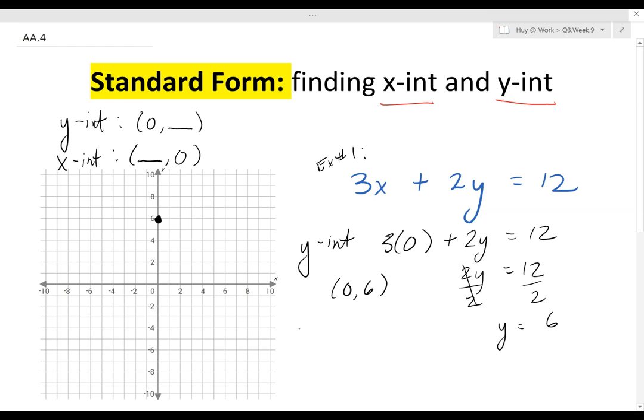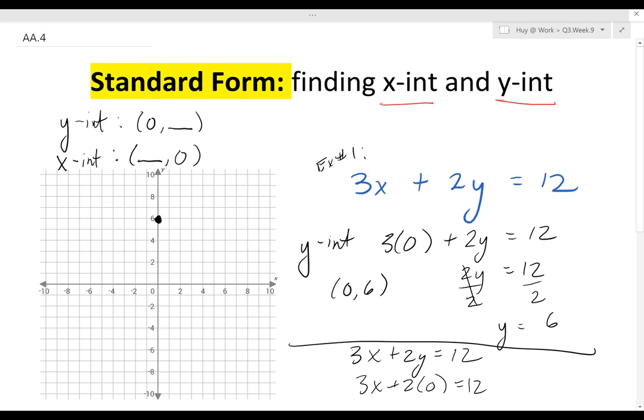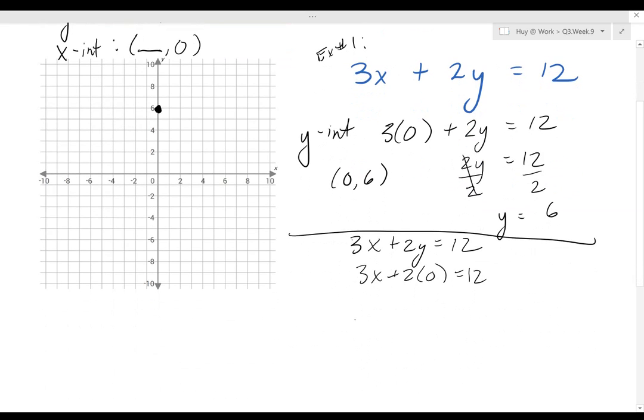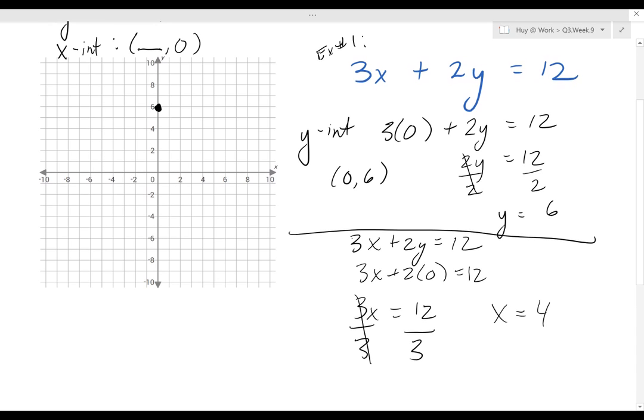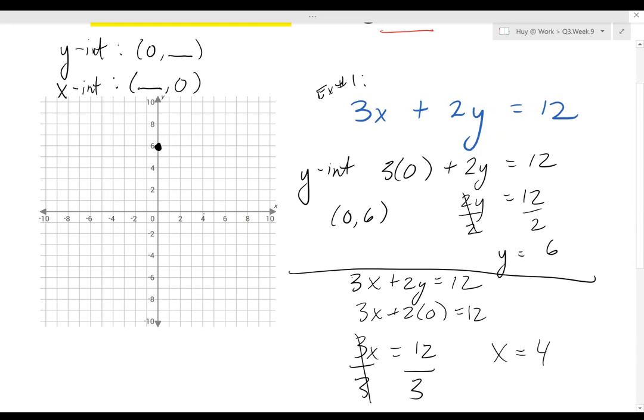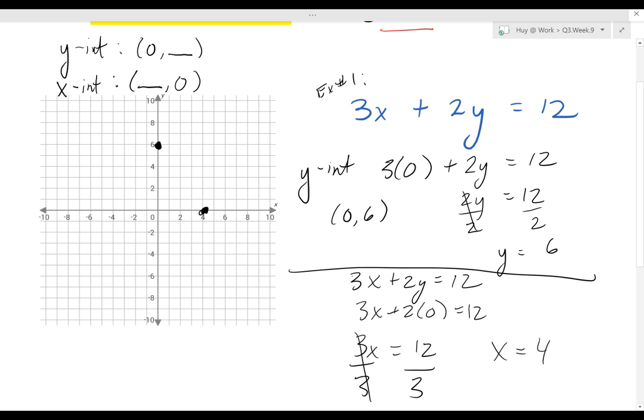So now for the x-intercept, let's take the same equation, 3x plus 2y equals 12. And now the x-intercept is when y is 0. So it's going to have 3x plus 2 times 0 equals 12. So this is going to tell us 3x plus 0, so 3x equals 12. Divide both sides by 3, x equals 4. So now the x-intercept is at 4. And then you got yourself a line.